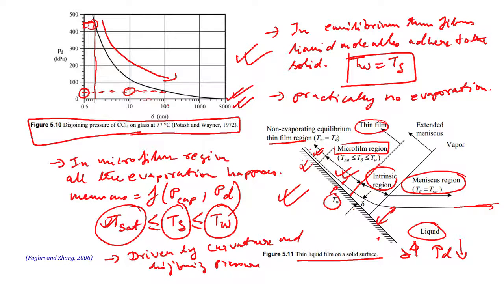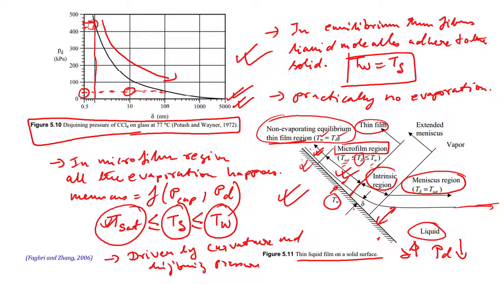We already established what the thin film region is and what film thickness is needed. Now in the thin film region there exists a non-evaporating equilibrium thin film region where the wall temperature is the same as the liquid temperature. Then there is a microfilm region, where both the capillary pressure as well as the disjoining pressure play a major role. Here the film temperature is greater than the saturation temperature but lower than the wall temperature. So this is called the microfilm region.